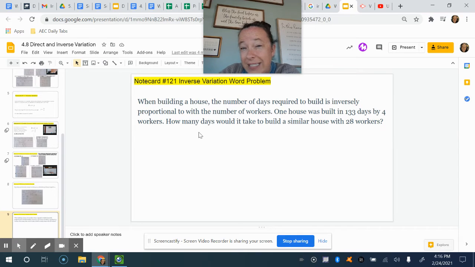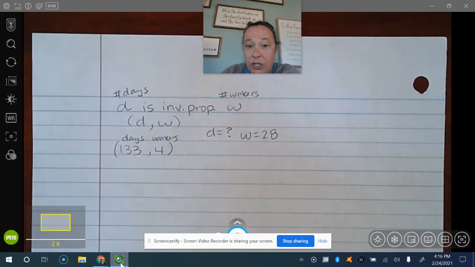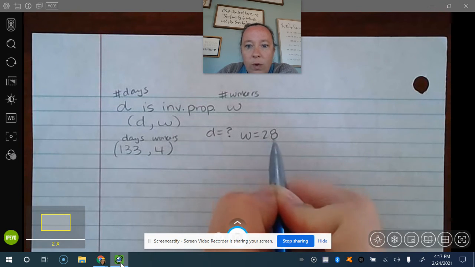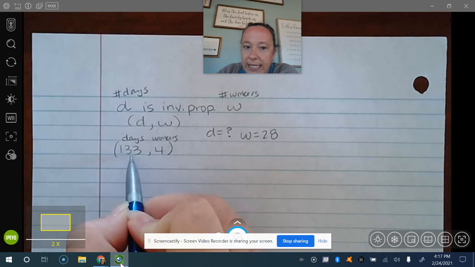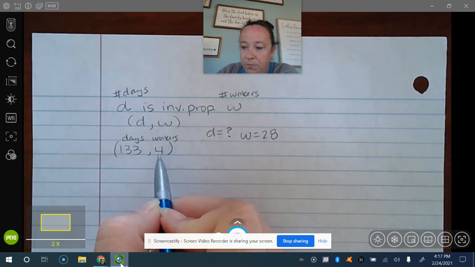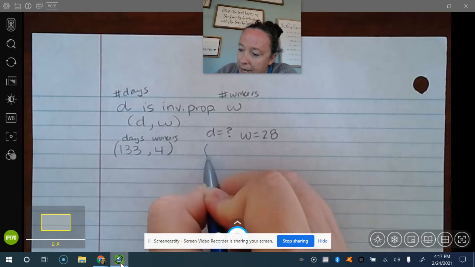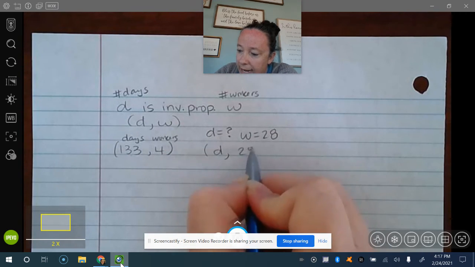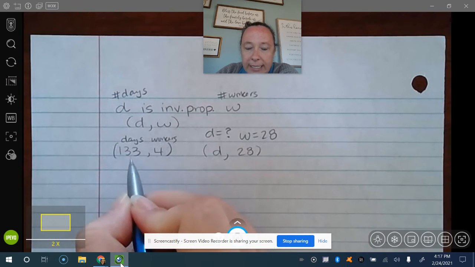And I'm writing this down as I'm reading it to you on my paper. So let me show you what I just wrote down. So how many days would it take on a similar size house with 28 workers? So this is my complete set of information. This is going to yield my constant of variation. Okay. So my other ordered pair would be, I don't know D, and W would be 28. So remember, we use our complete set.